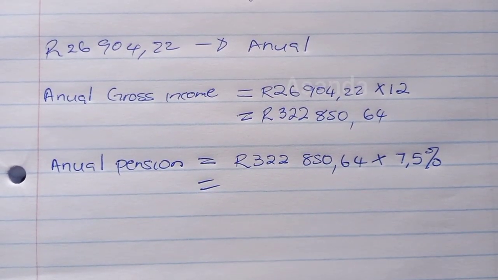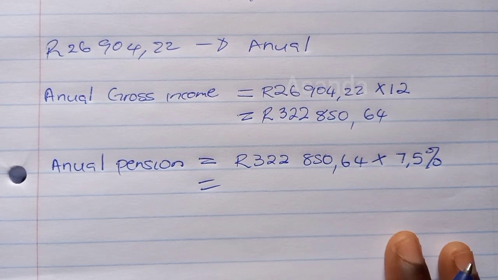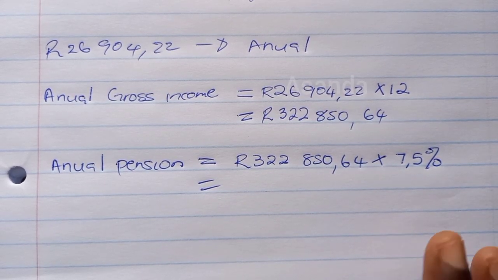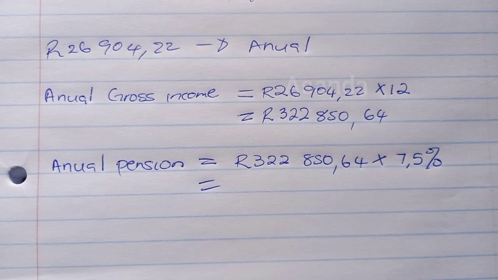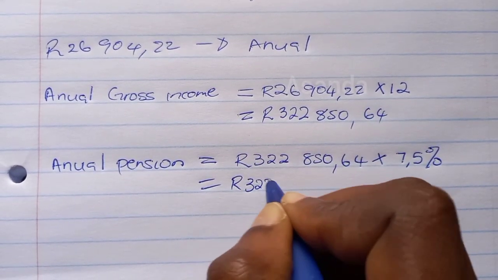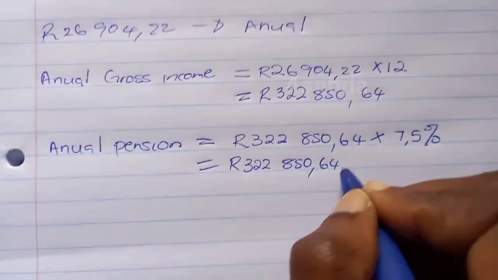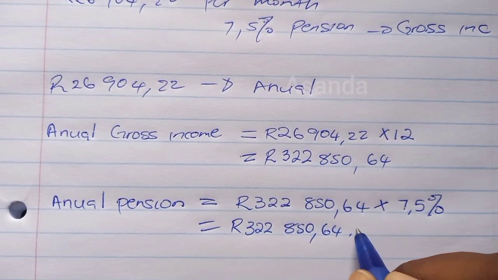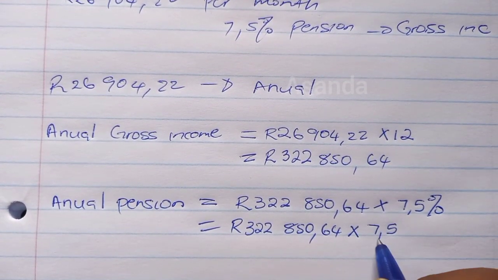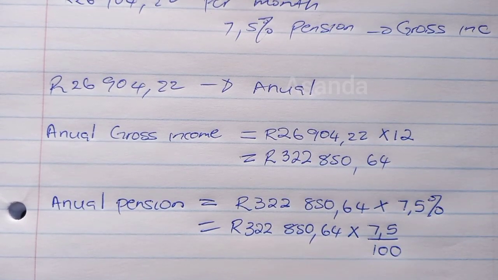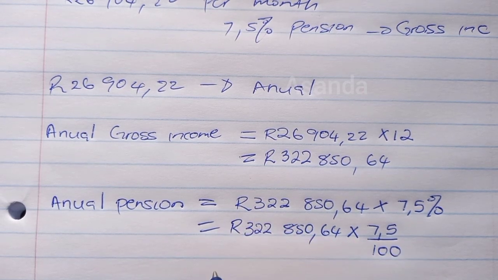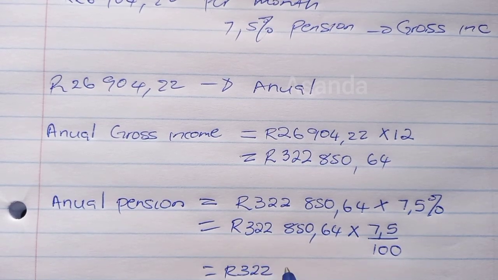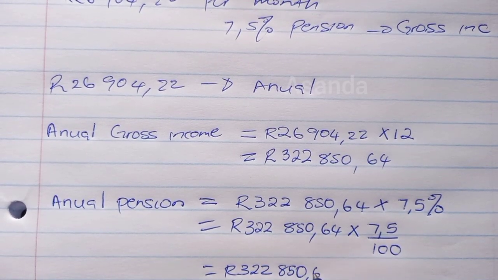What I do for my grade 10s, because they're not used to calculating percentages, is I show them, because they always forget the 100 in a percentage. I say write it out so that you don't forget it. If you write it, it's there, you're not going to forget it. So 322,850.64 multiplied by 7.5% is also 7.5 divided by 100. You see, now I won't forget the 100. In fact, I'm going to start with the 100. Sounds silly, but in the end, it's that level 7 stuff.